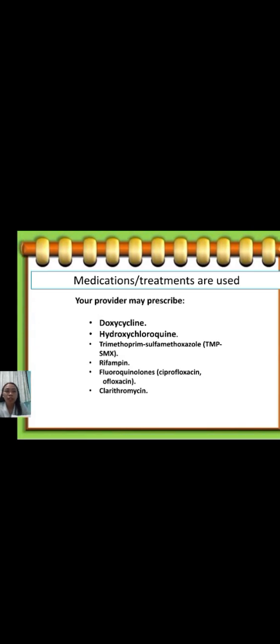So medications or treatments are used. These are the medications your provider prescribes.